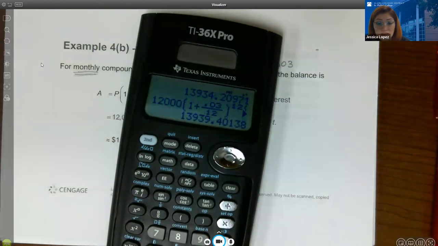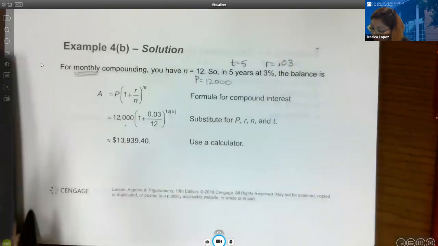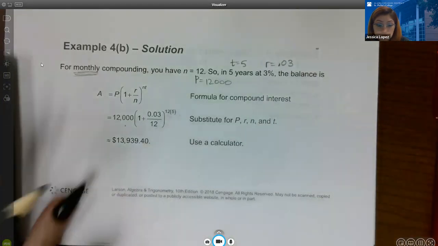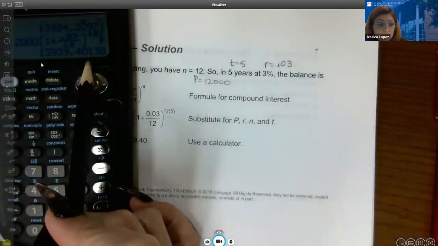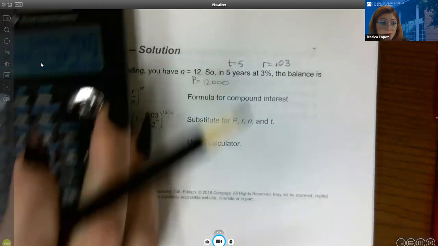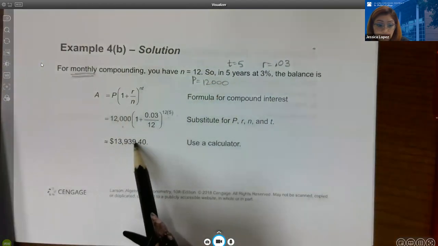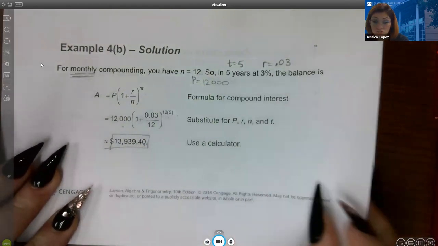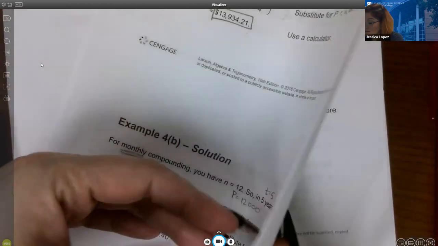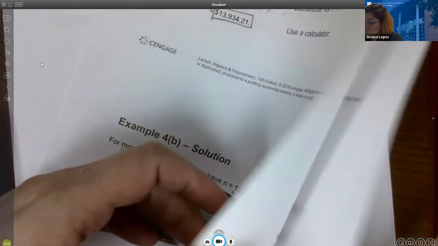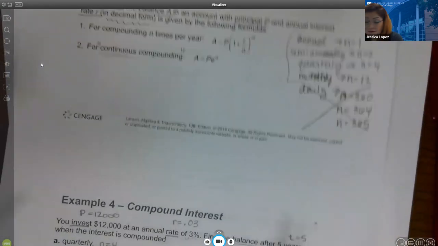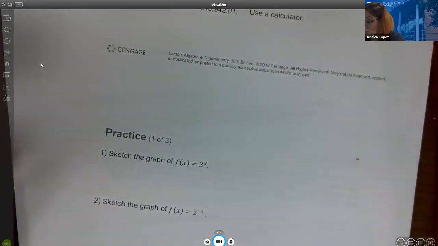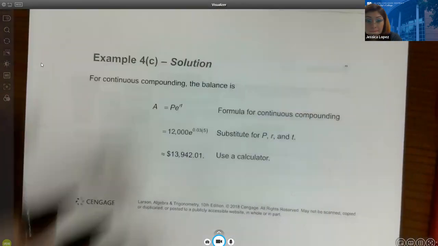And now it looks exactly like it does on the paper, and I ended up with this number. So see, the 1 is not enough to change the 0. So it stays 13,939.40. But you can't do the problem unless you can identify what each variable is, what number to plug in, and you plug it into your calculator correctly, okay?